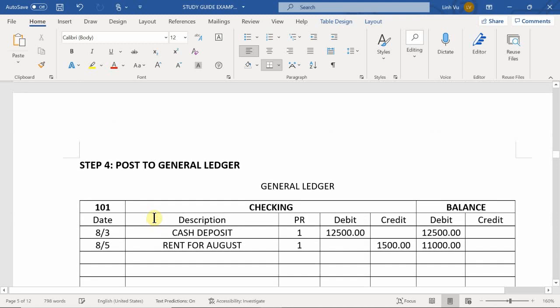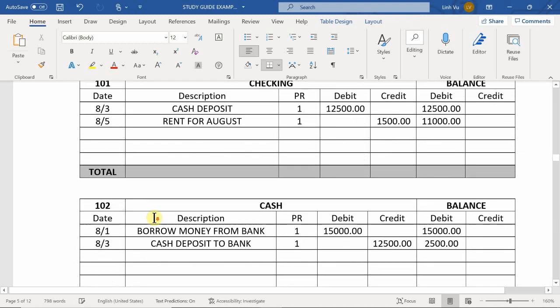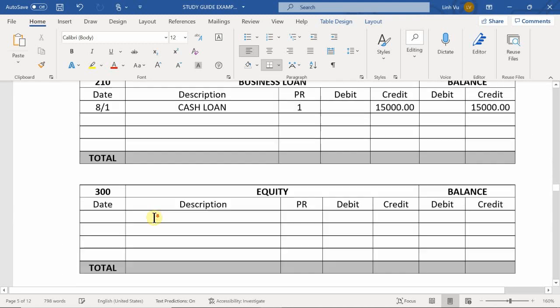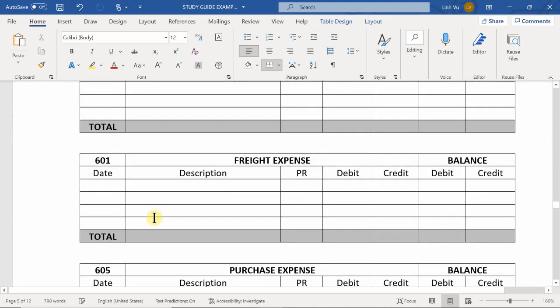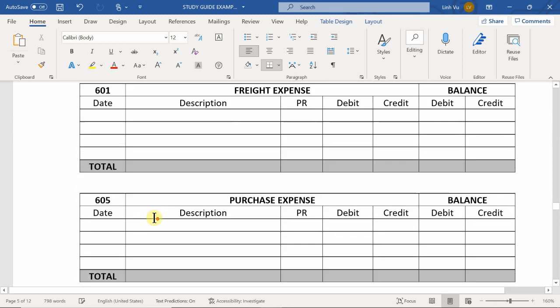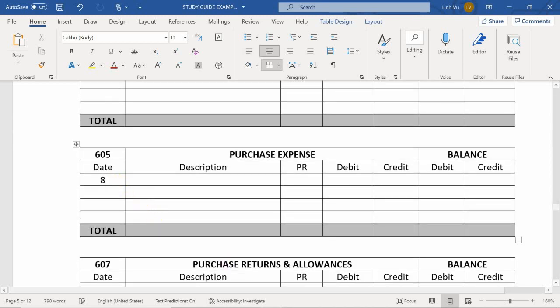All right, so ledger first. Purchase expenses, on which date? The 8th, August 8th. So 100 mats, $1 each. Journal number one, and we have $100 on the debit and $100 on the credit. Good.